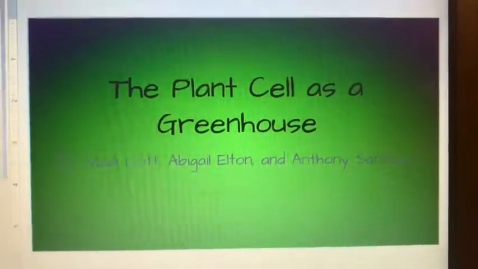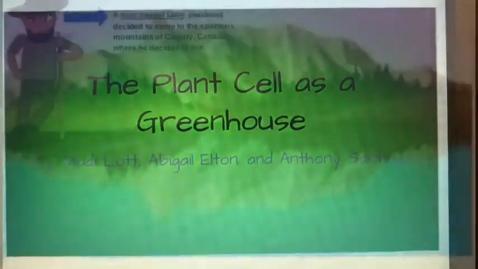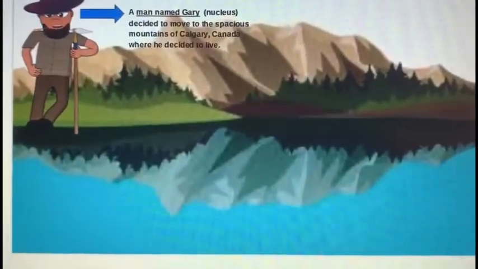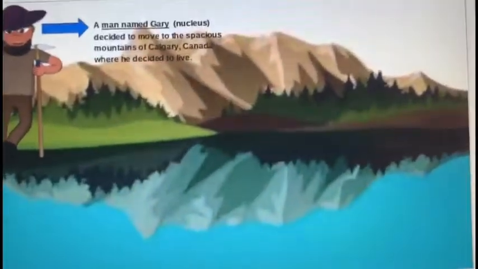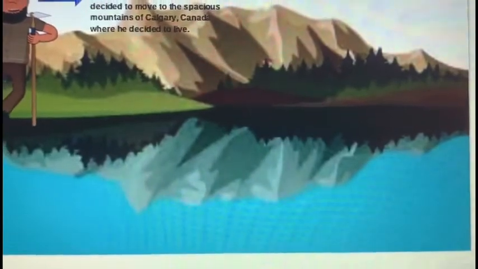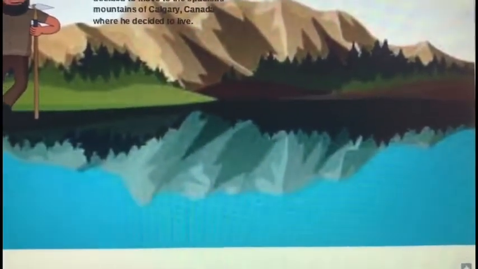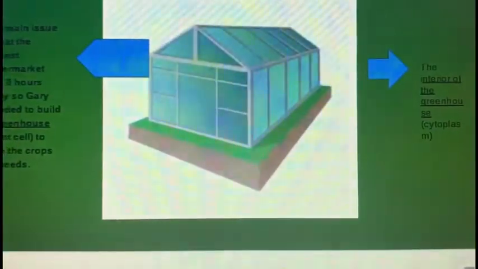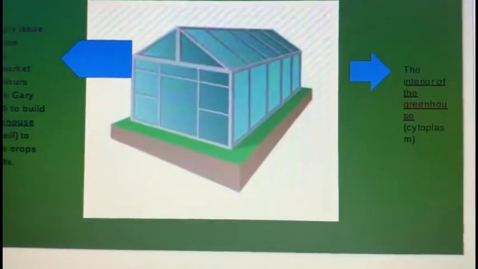So we chose the plant cell, and the analogy would be a greenhouse owned by a man named Gary. Gary is the nucleus because he's the center of the whole operation in this story. He decided to move to the spacious mountains of Calgary, Canada, where he decided to live. The main issue is that the closest supermarket was 3 hours away, so Gary decided to build a greenhouse.